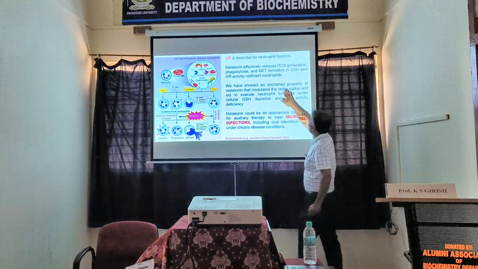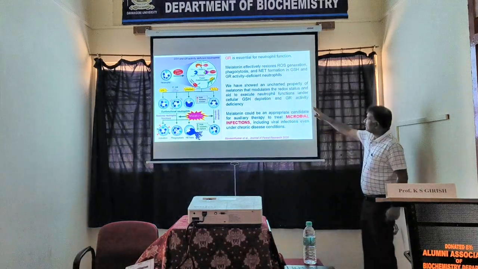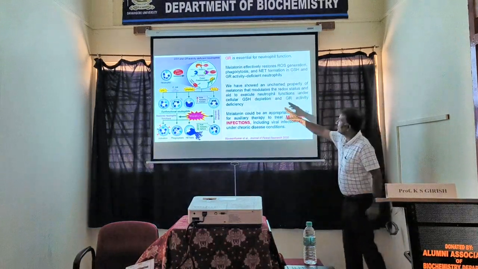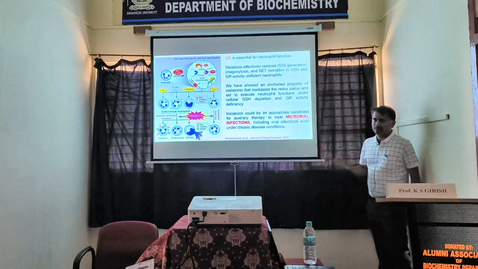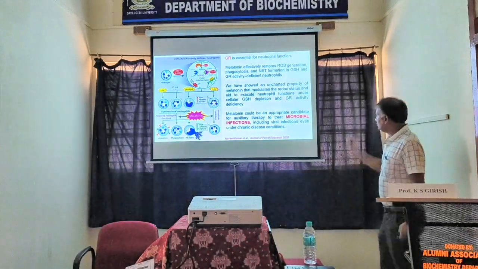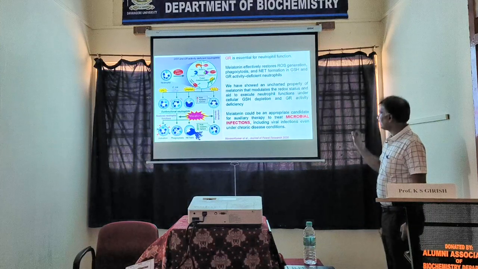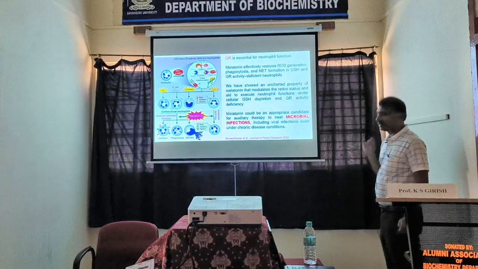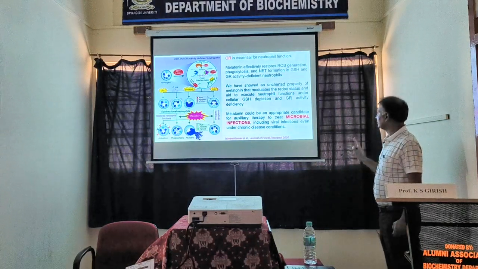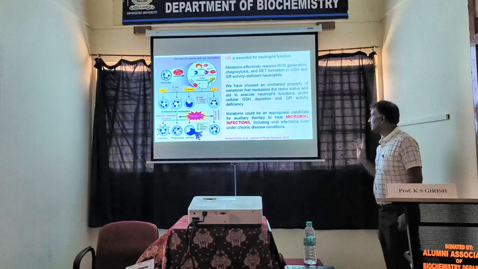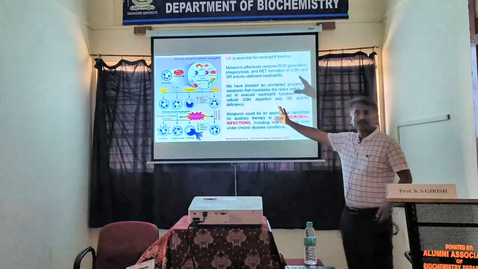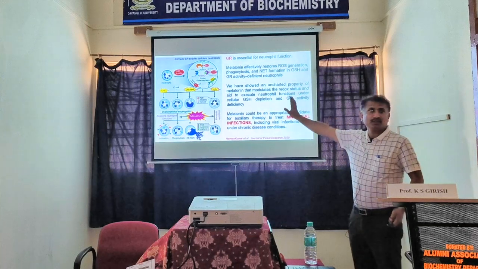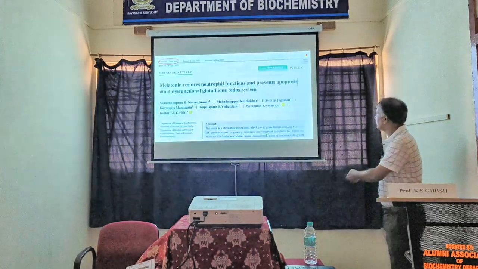We have shown an uncharted property of melatonin: it modulates the redox status and aids in executing neutrophil function under cellular GSH depletion and GR activity deficiency. Melatonin could be an appropriate candidate for auxiliary therapy to treat microbial infection, including viral infections, even under chronic disease conditions. This is the schematic representation of how melatonin restores neutrophil function.